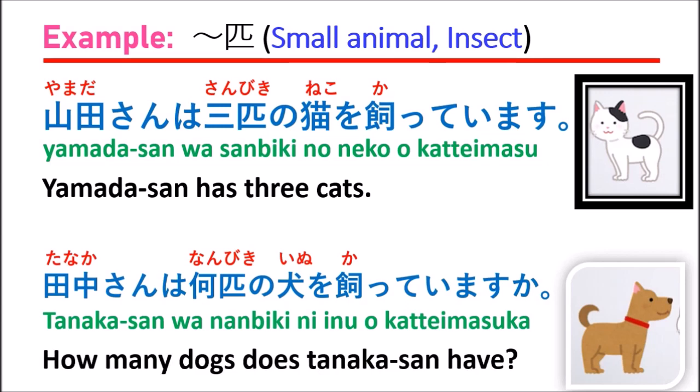For the first sentence, you should notice the 3匹の猫. That means 3 cats. When you use 3匹 with a cat, that means 3匹の猫. It means 3 cats. But if you use it with a dog, you may say 3匹の犬. That means 3 dogs, something like this.